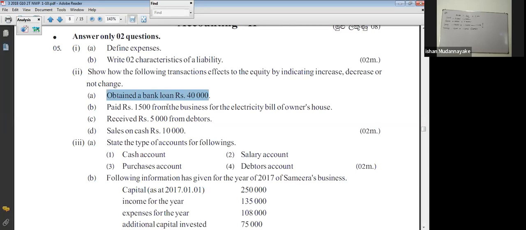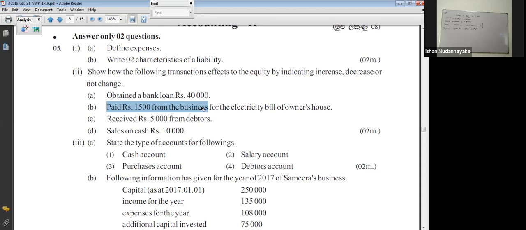Second one, paid 1,500 from the business for the electricity bill of the owner's house. Equity decrease. Yes, decrease. Drawings, 1,500 drawings. Because of drawings, equity decreases. Okay, equity decrease.